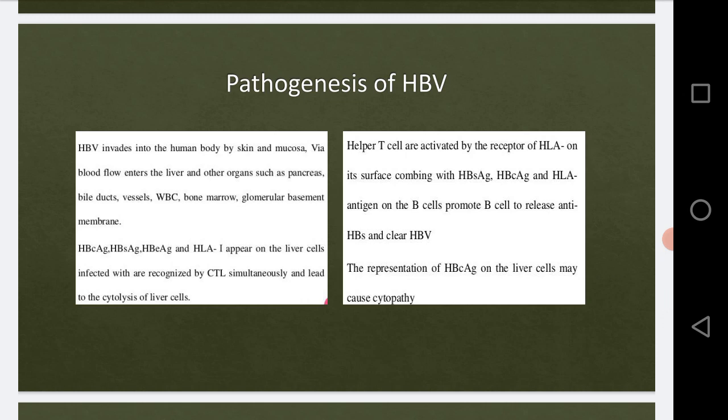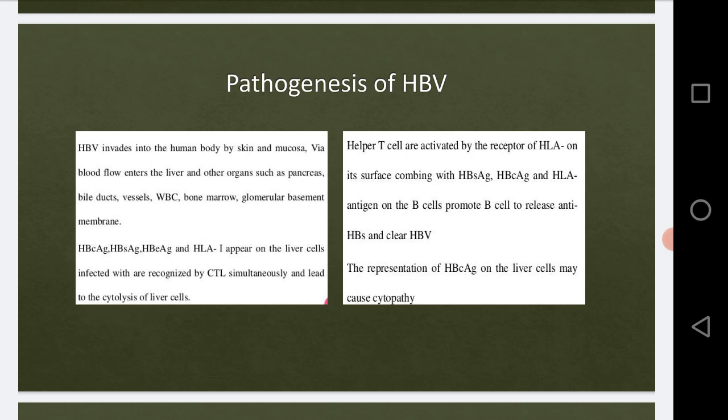Then it reaches the liver and some other organs in the body such as the pancreas, blood vessels, WBC, bone marrow. Then what will happen? Once the virus reaches the liver, the antigens that are present on the viral structure will help the viral genome reach the nucleus of the liver cells. And once it reaches the nucleus of the liver cell, it will multiply there. Inside the nucleus only is the virus able to replicate with the host genome.